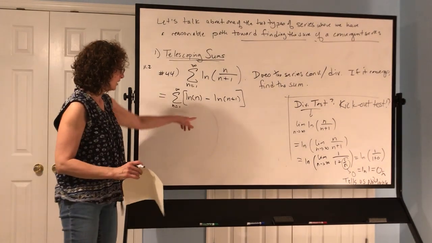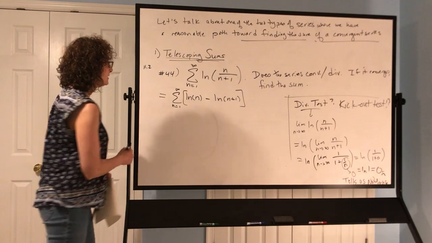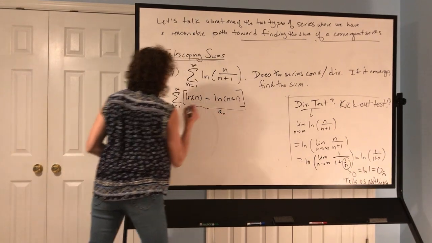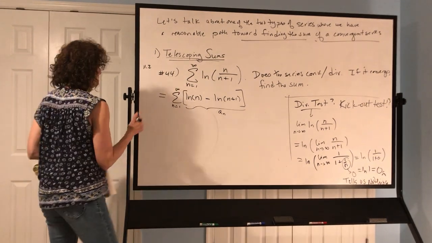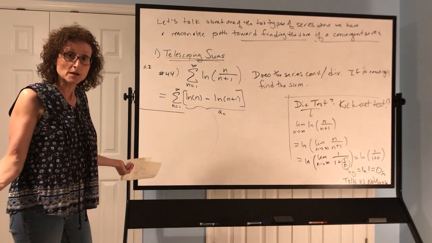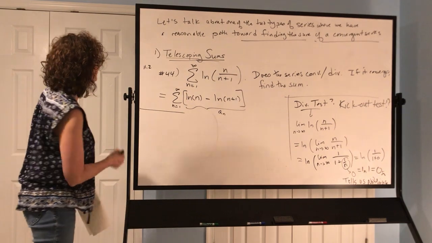So that's algebraically equivalent. I didn't do anything crazy there. That's just natural log algebra. But that's just going to make our lives a little bit simpler. So this guy's our a sub n. Sum a_n. And so now what do we have to do? Well, the only thing we can do is start writing down partial sums and see if we can come up with a formula for the nth partial sum.